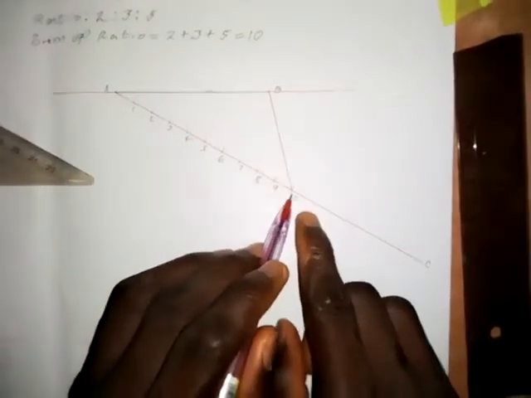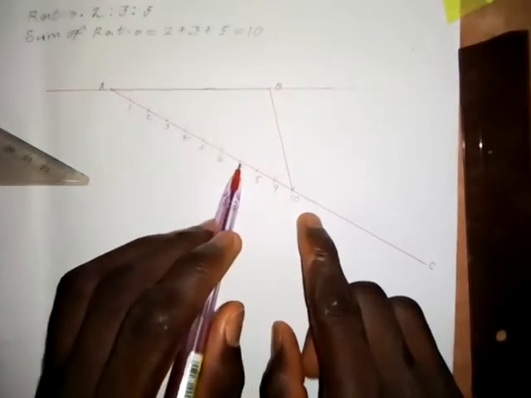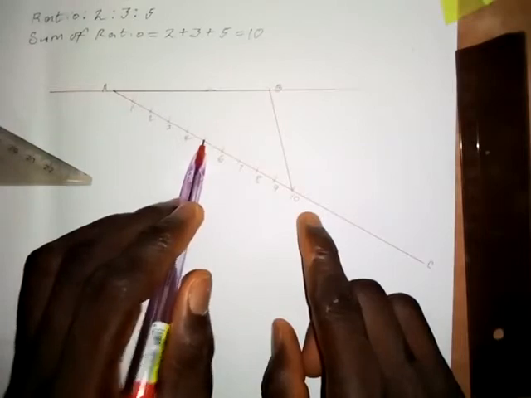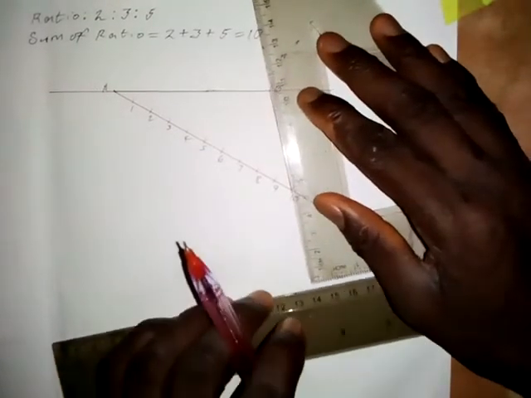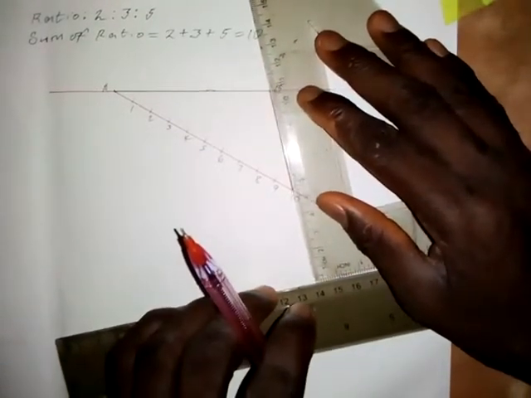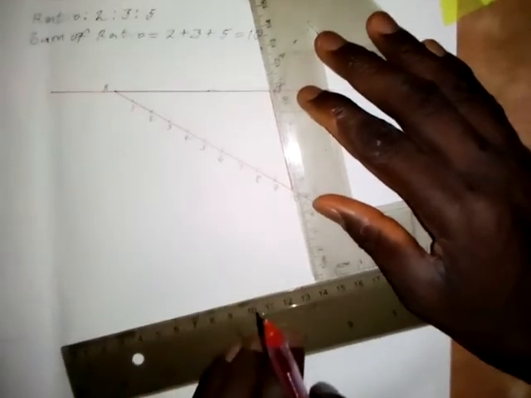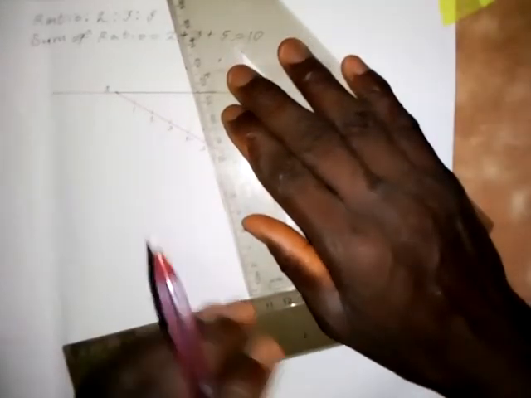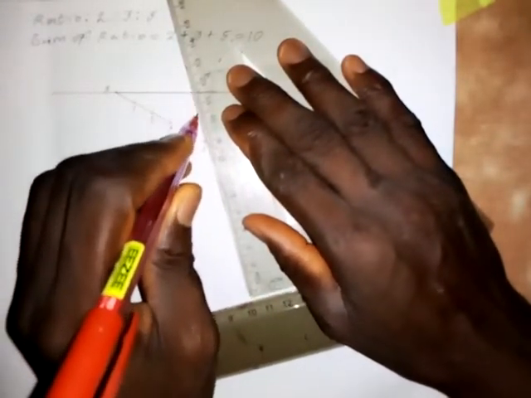So you take this point as 0, you now count 1, 2, 3, 4, 5, exactly at 5. So you set your set square along this line. As this line is bent, you set your set square along this line and you support it with the ruler. So now shift it to 0.5. So you draw a line like this.